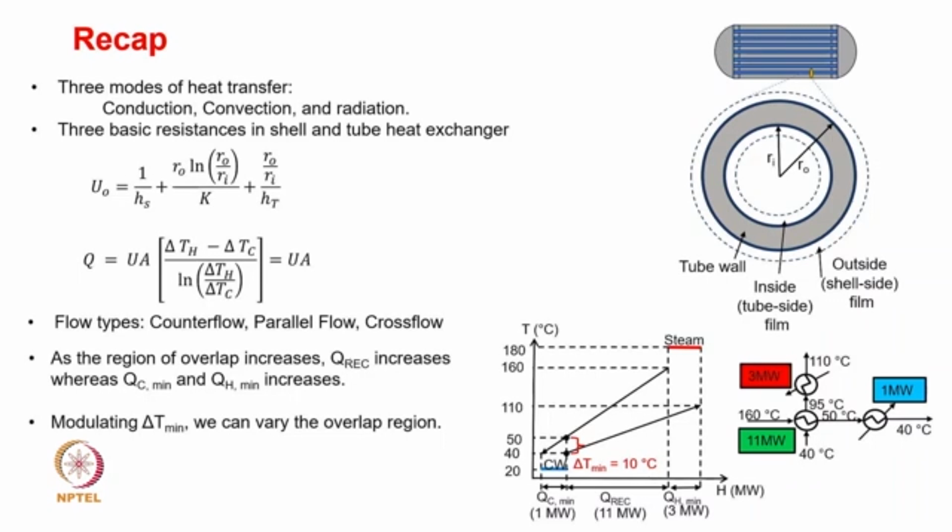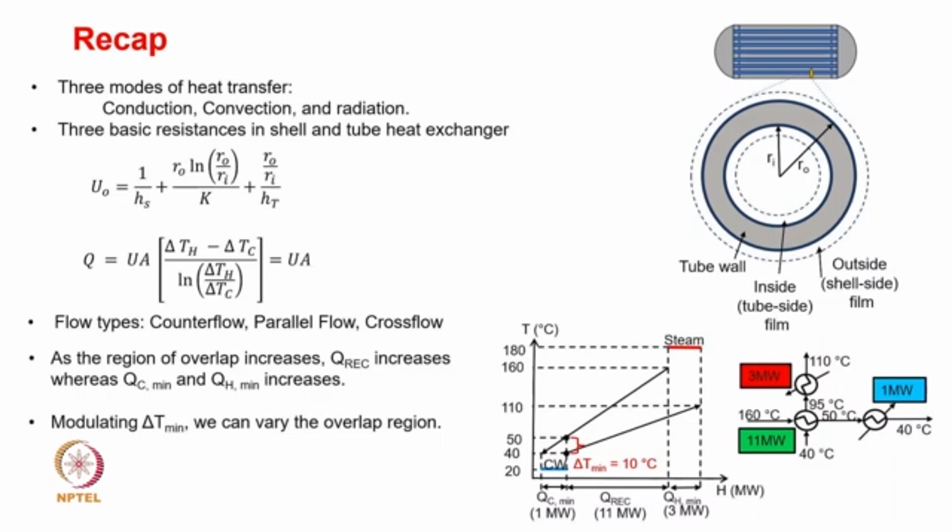In the previous lecture, we spoke about the 3 modes of heat transfer. If you recall, this is conduction, convection, and radiation. And we also talked about 3 basic resistances in shell and tube heat exchangers, and how to compute the overall heat transfer coefficient and the total heat transferred. In connection to basic resistance, there is the one connected to the tube wall, outside the shell, and inside the tube side film.